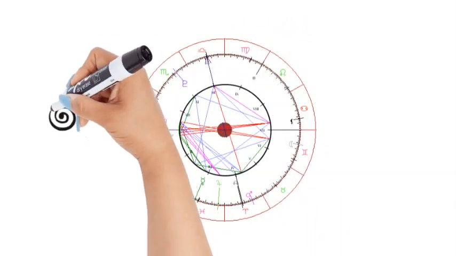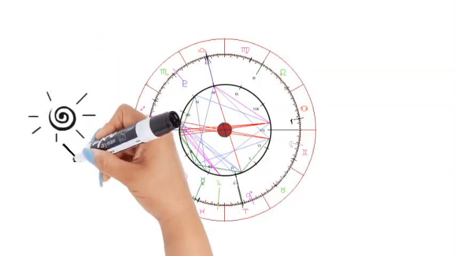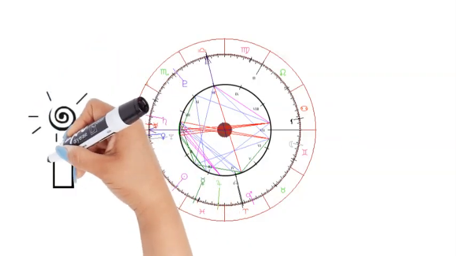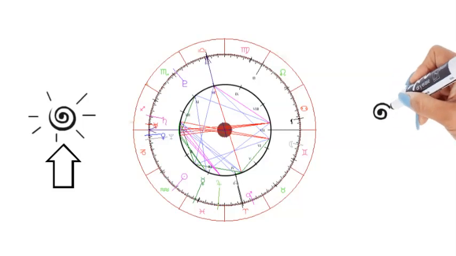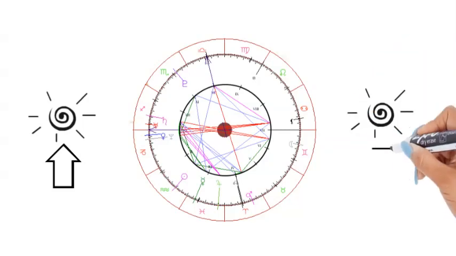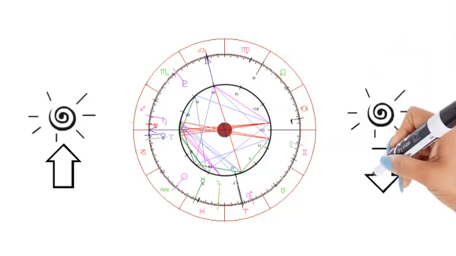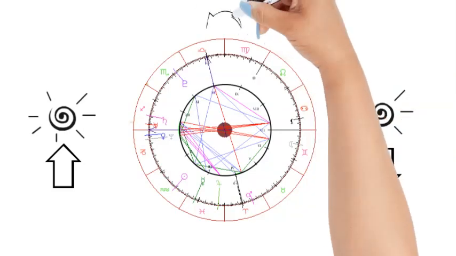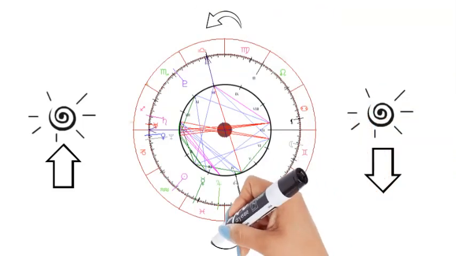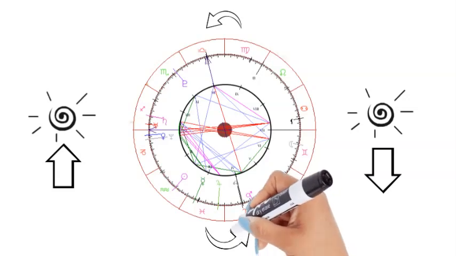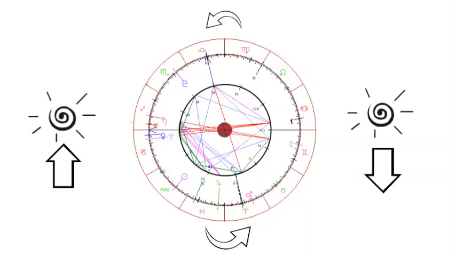In a natal chart, the far left point of the circle is considered the eastern horizon, where the sun rises. The far right point of the circle is considered the western horizon, where the sun sets. The highest point would be considered straight above your head into the sky, and the lowest point considered straight below you into the ground.